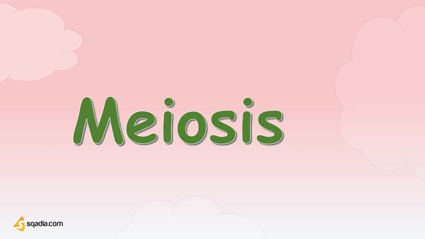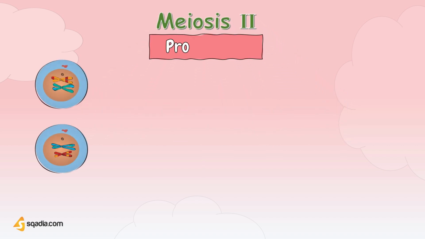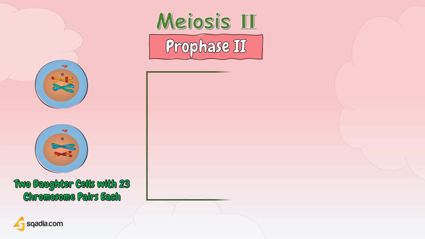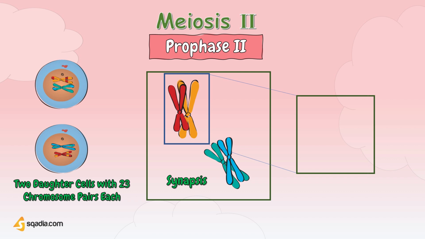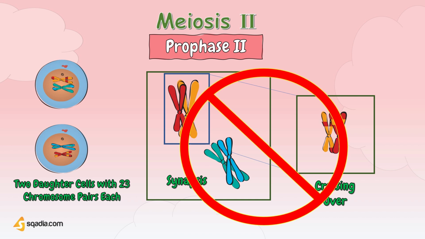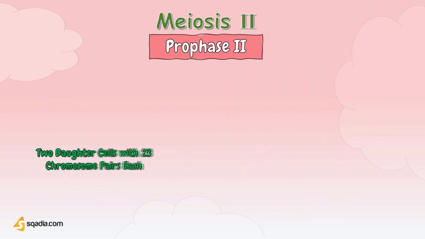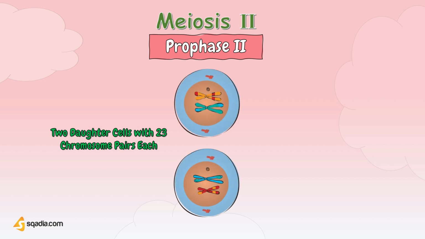From here, meiosis 2 starts, which has the same phases as meiosis 1, but with just a few differences that I'll walk you through. Prophase 2 starts now that there are 2 daughter cells, each with 23 chromosomes, 23 pairs of chromatids. There is no synapsis and crossing over in prophase 2 as compared to prophase 1. In prophase 2, the membrane around the nucleus in each daughter cell dissolves away, releasing the chromosomes.